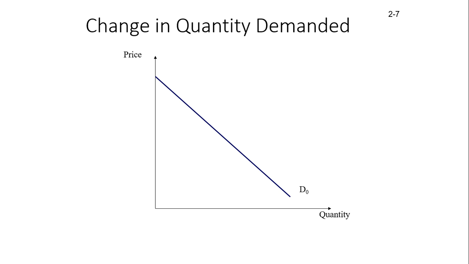Yeah? Cool. Now, when someone is talking about quantity demanded, they are basically talking about how many units of this good are you demanding at a given price? Okay? At a given price. That is the quantity demanded. At a given price, how many units of a given good are you demanding?